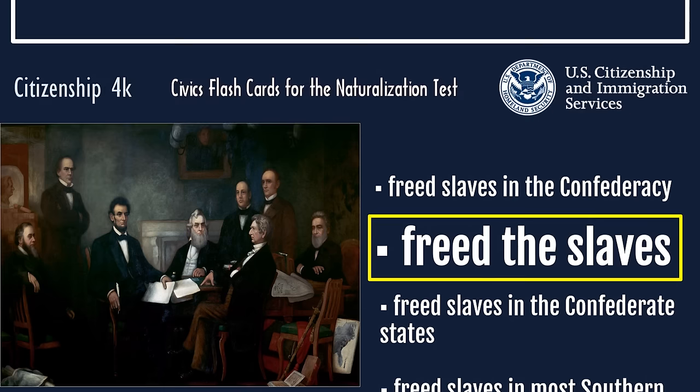There were 13 original states. Name 3. New Hampshire, New York, New Jersey.